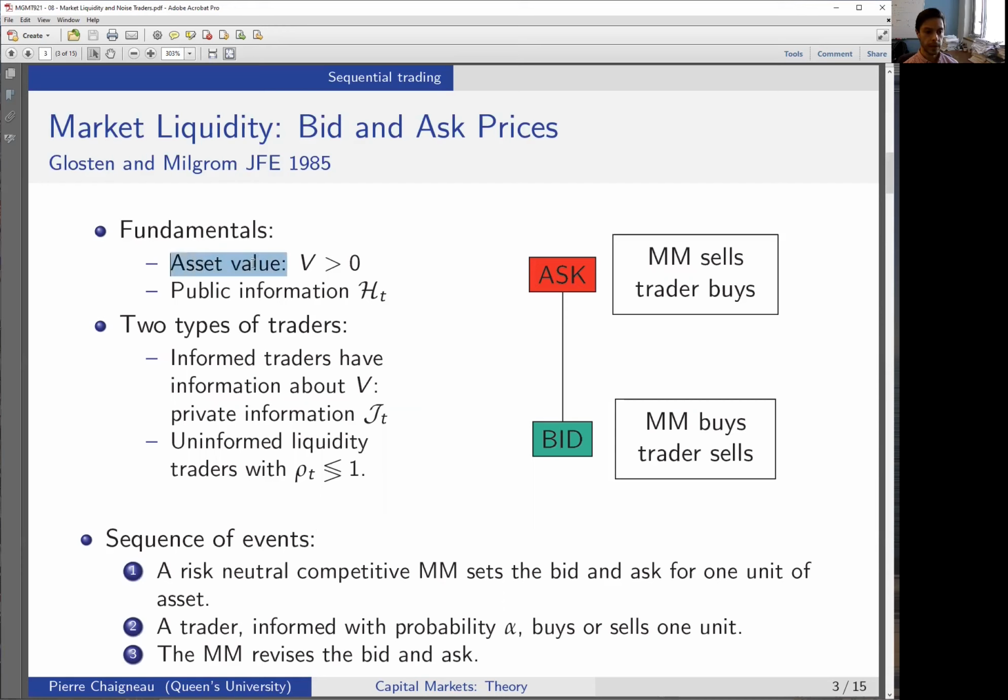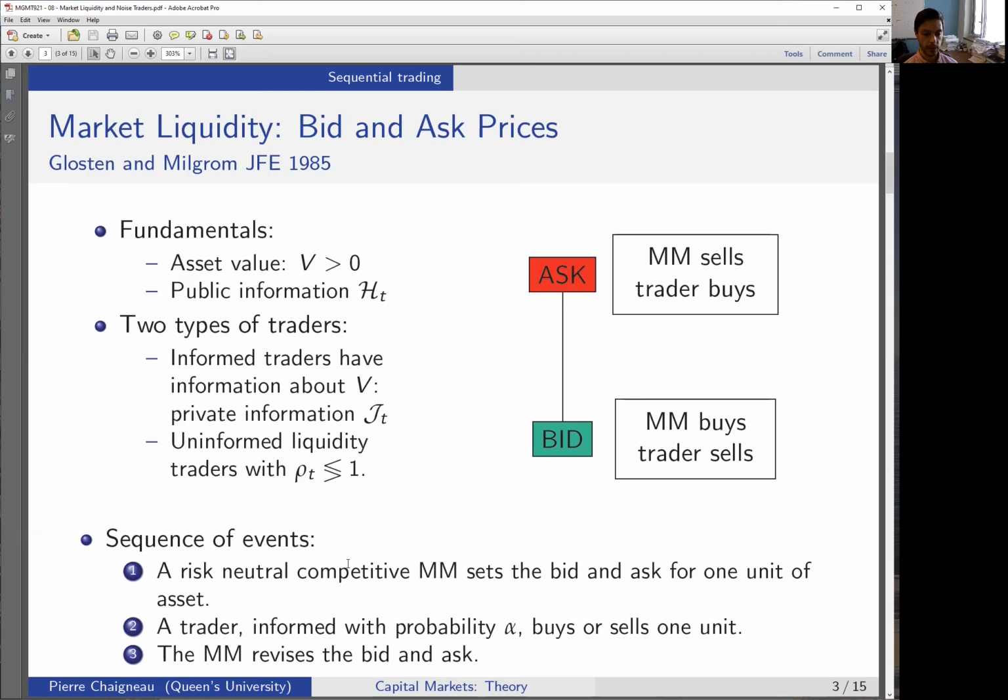So there's an asset with a value which is V, which is uncertain, and public information at time t is denoted by h_t. There are two types of traders. Some are informed, so they have more information about V, and their private information is denoted by this information set, i_t. Then there are some uninformed traders who trade because of a liquidity demand, and they will either be buying or selling depending on the value taken by this parameter.